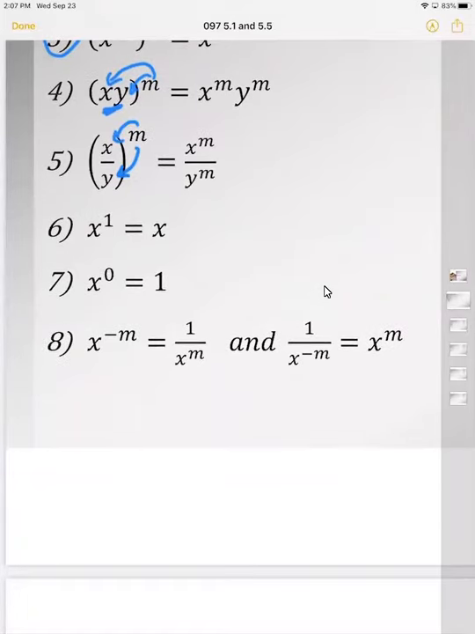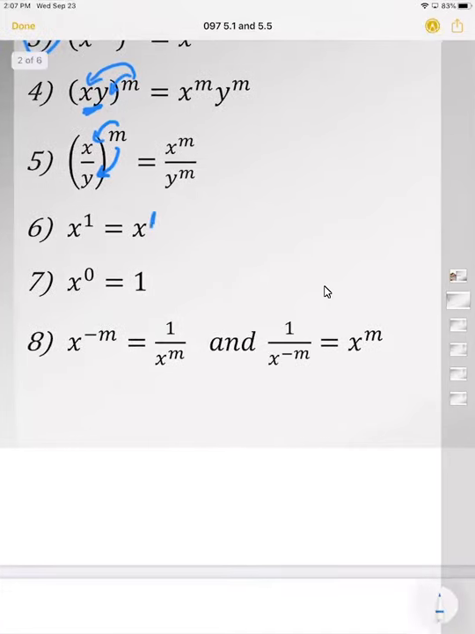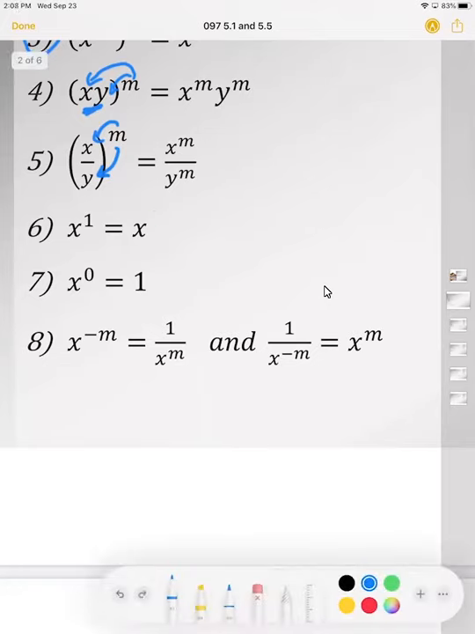Number 6 and number 7 here are just facts, right? It's the fact that anything raised to the 1 power is equal to itself, and something that does not have an exponent is assumed to be 1. And anything raised to the 0 power is equal to 1. So those are the 2 facts that we have.